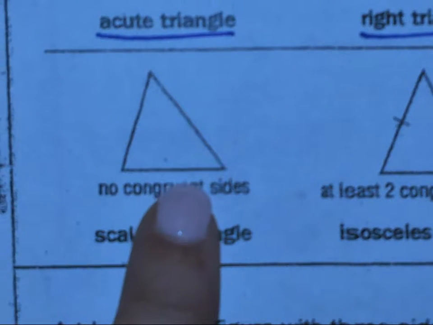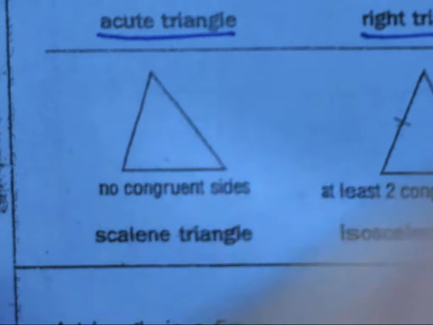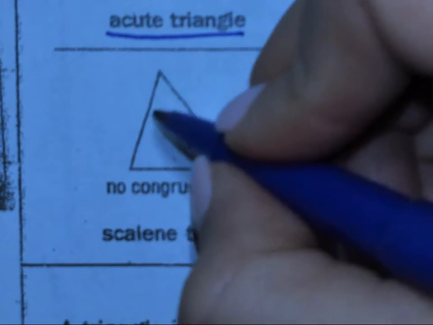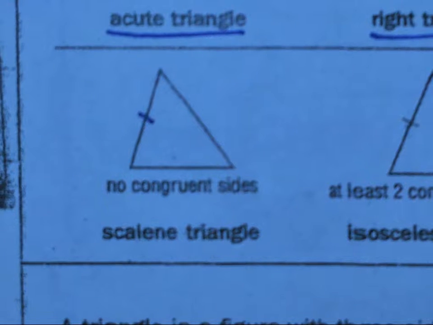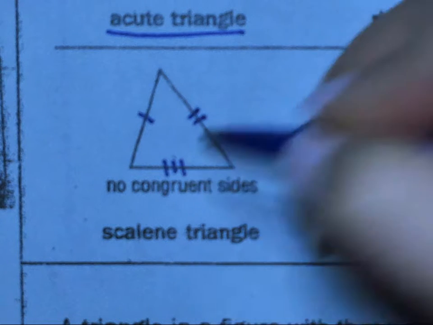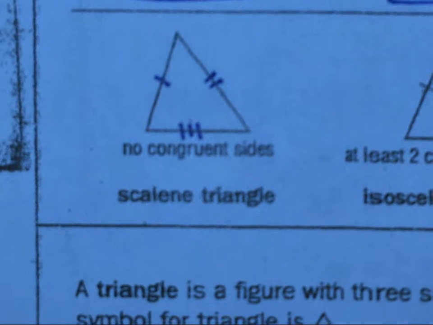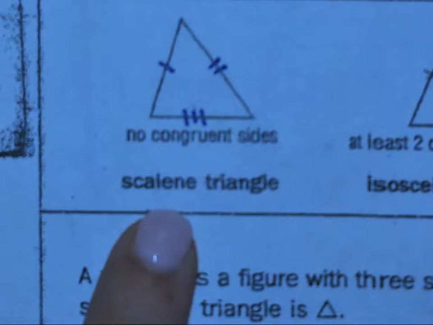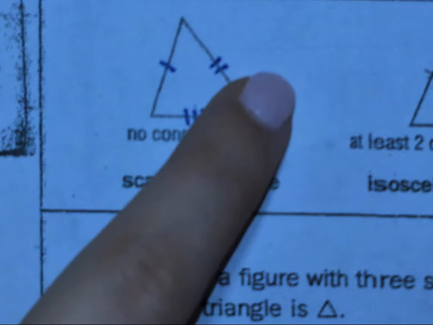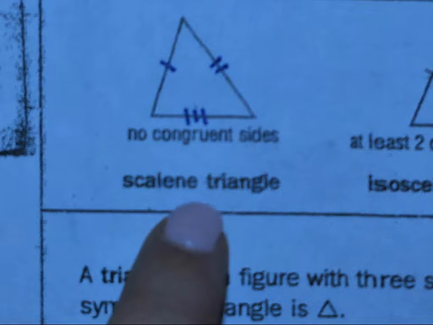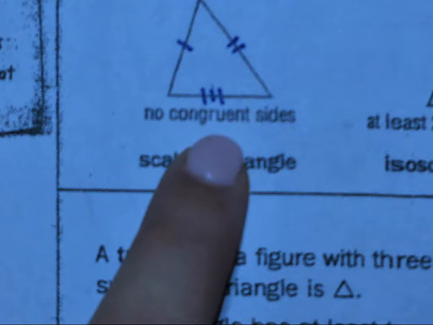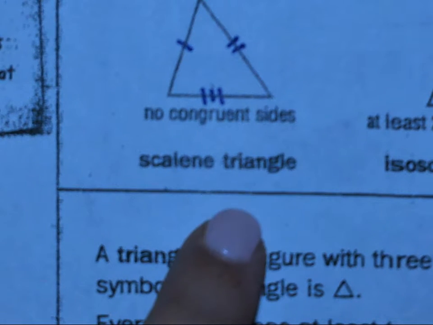The first one, I don't have any sides that are the same length. So this side length is one length. This one is a second length. And then this one is the third length. So none of those sides are equal. So when you have a triangle that has all three different measured sides, it's called a scalene triangle. Okay. So none of the sides are equal. It's called a scalene triangle. Remember, congruent means equal. So no congruent sides, scalene.